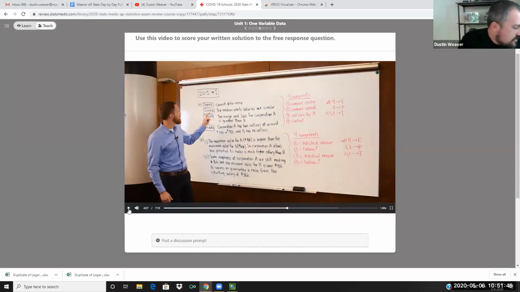If we compare the center, if we compare the spread, if we talk about the outliers that are in Corporation A, and we mention the context of the problem, which means money, salaries, or the corporations anywhere, then we will get all 4 parts of Part A, and that will give us an E.